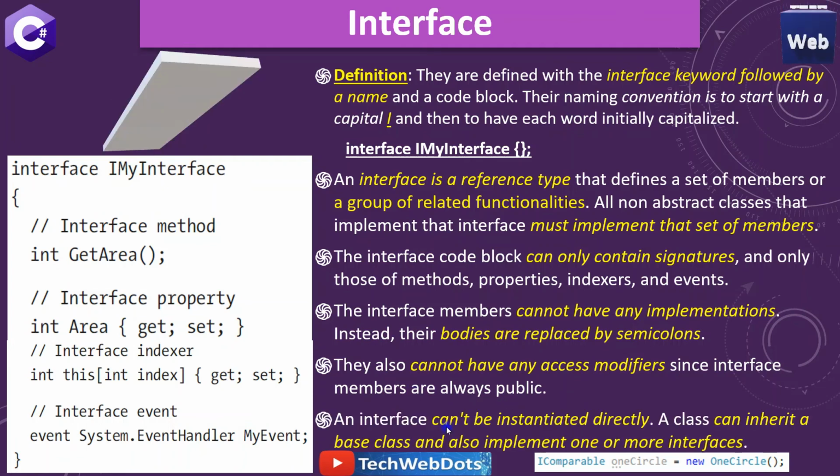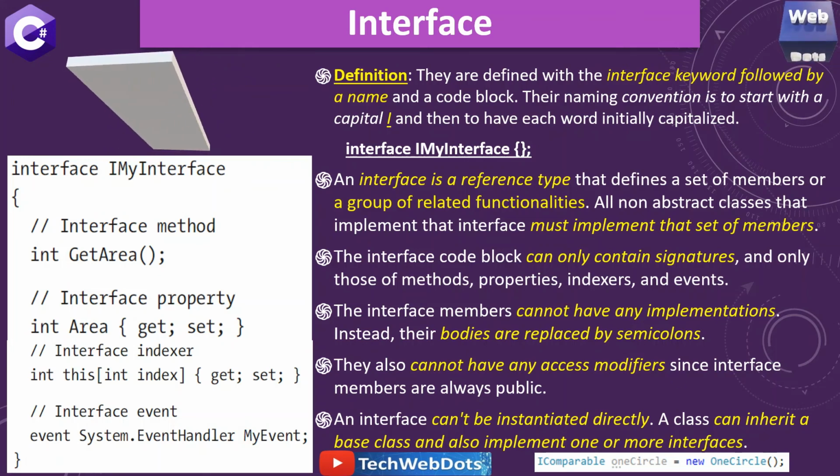An interface can't be instantiated directly. A class can inherit a base class and also implement one or more interfaces. Okay, so a similar behavior is the same as an abstract class: you cannot create an instance of an interface. Let me take you through an example in Visual Studio.